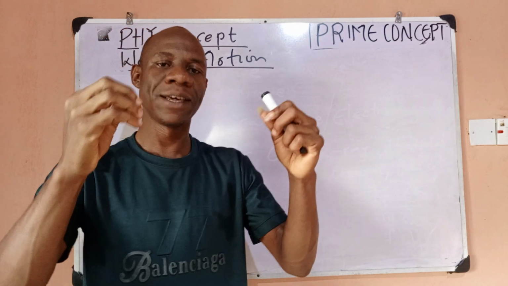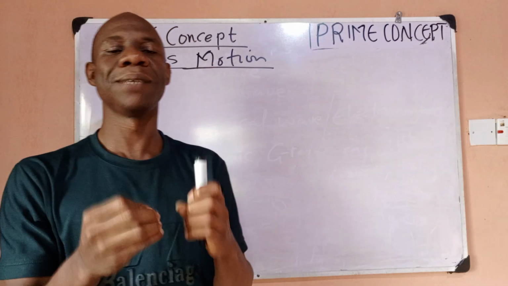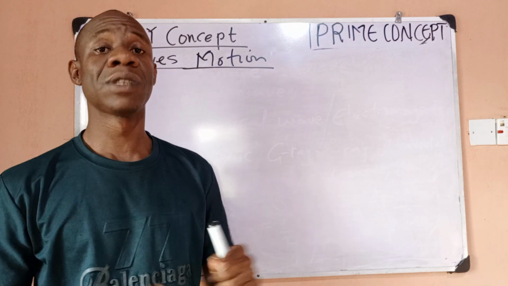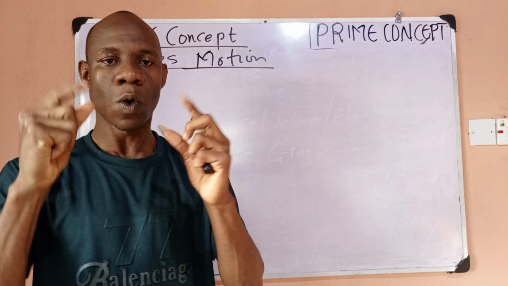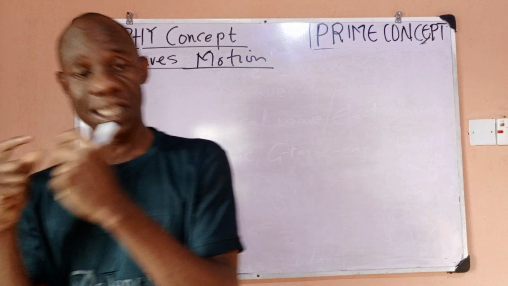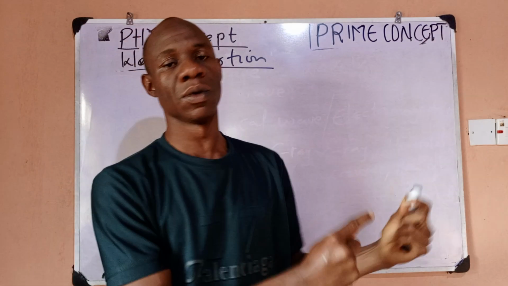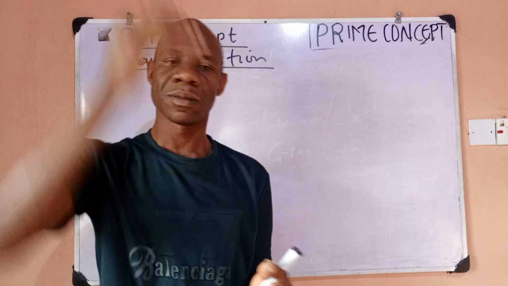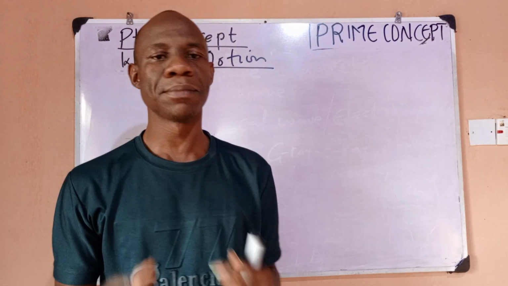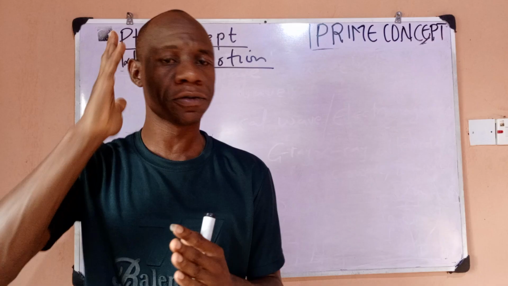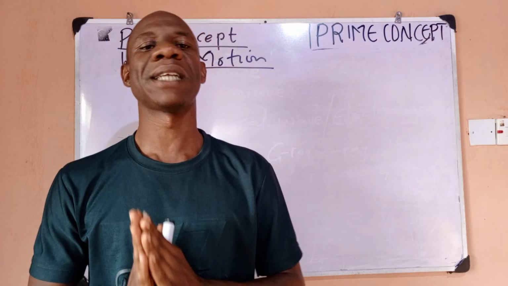Now when wave is set up on any material, you would notice that two things would usually happen. One is that the wave itself, the disturbance itself, would travel along a particular direction, and the particles of that medium would also move or vibrate around a particular direction.